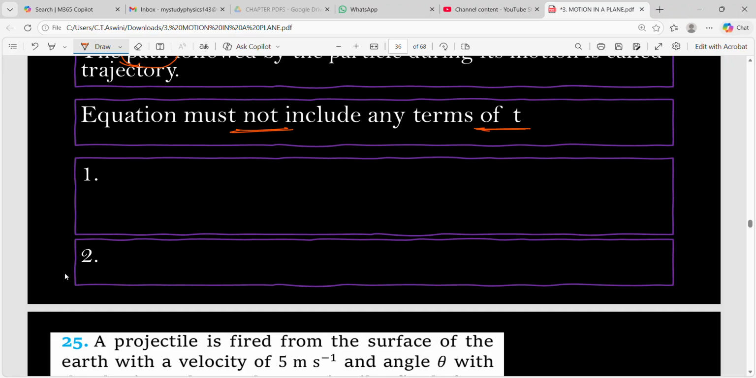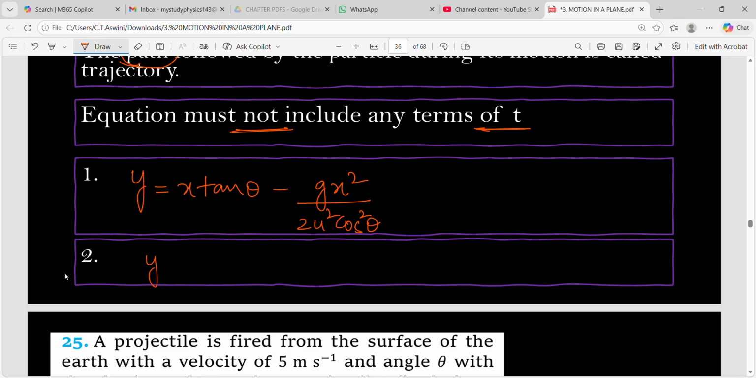There are two equations. Number 1, y is equal to x tan theta minus g x square by 2 u square cos square theta. What is theta? Angle of projection. What is this x? Distance traveled in x-axis. u is the initial velocity and y is the distance traveled along y-axis. They all stand for the same meaning like what we have discussed in the previous class.